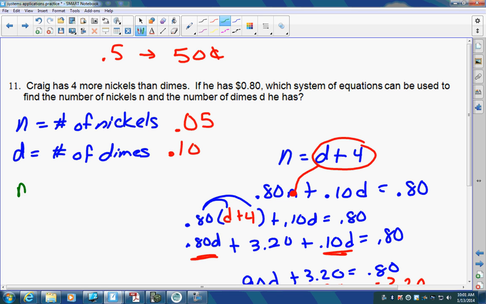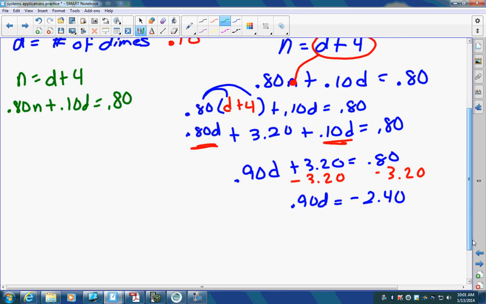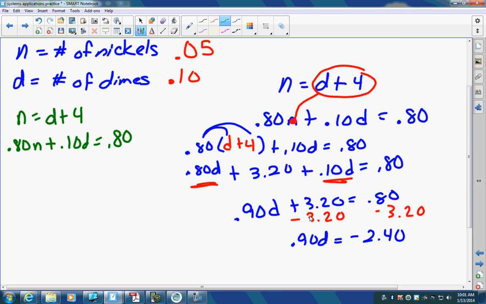So we have n equals d plus 4, and 0.80n plus 0.10d equals 0.80. And see, if you start working out your problems when you're dealing with nickels and dimes, when you're dealing with money and you come up with a negative number, now we've got a problem because you can't have a negative number of dimes. Normally that means you need to go back through and see where you messed up. But I'm going to double check something. I'll be back with you in just a minute.